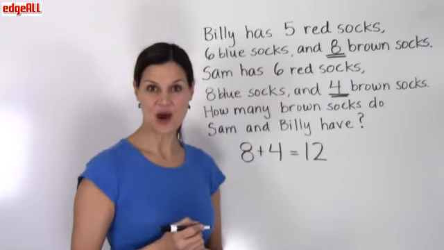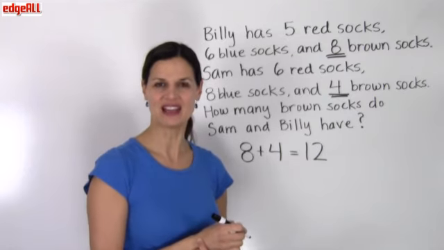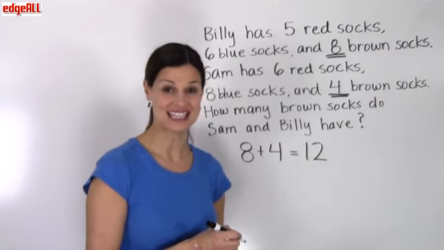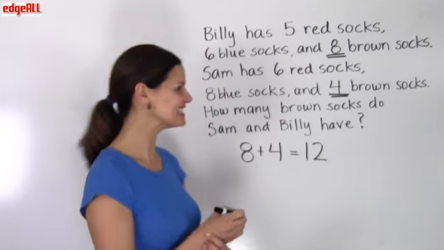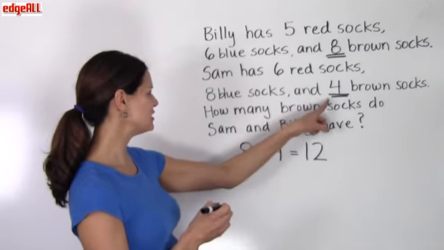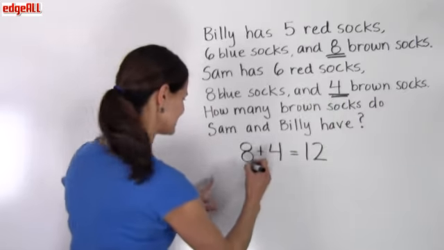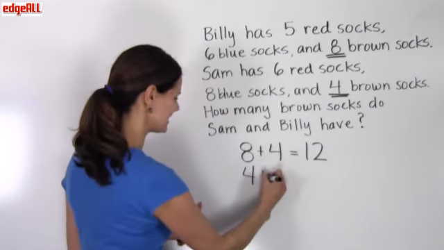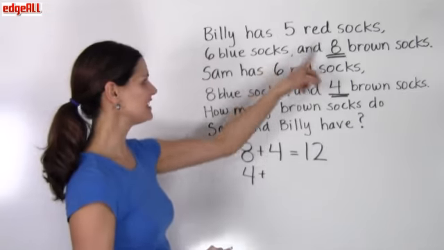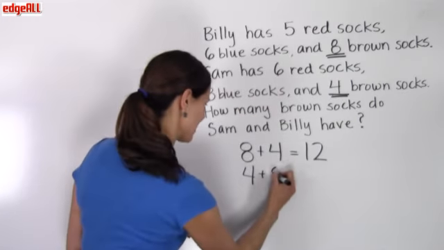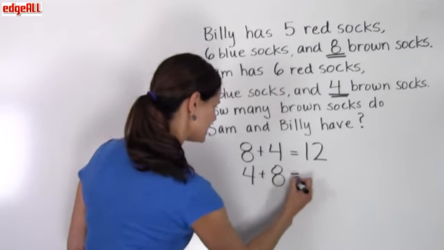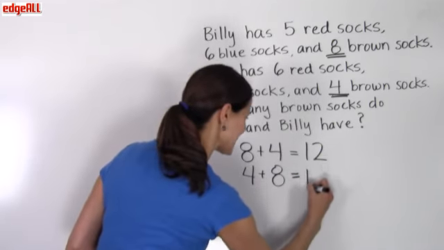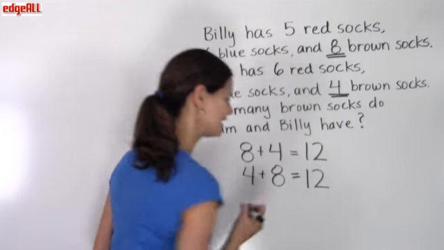And now that we know the commutative property of addition, we also know that we would get the same answer if we do Sam's brown socks first, plus Billy's 8 brown socks second. If we did 4 plus 8, we would also get the same answer of 12.